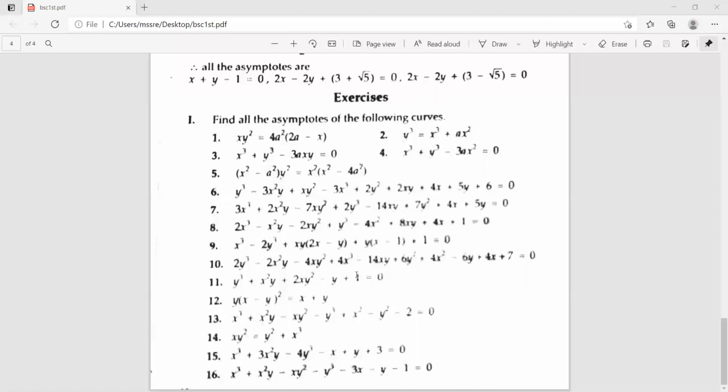If you are having any doubts, the doubts are welcome. So have you understood these topics? Yes? Yes, sir. Yes. Okay.